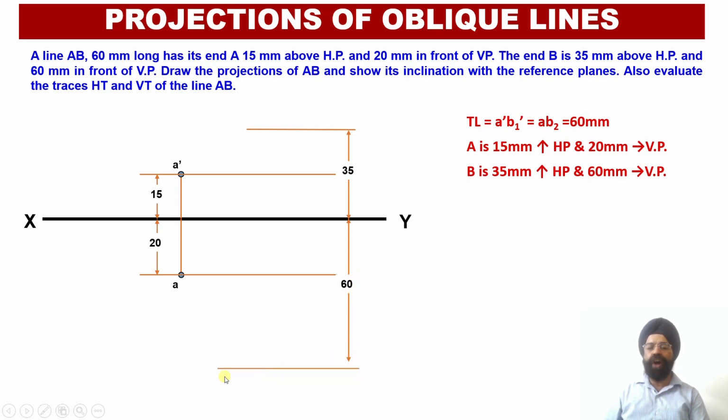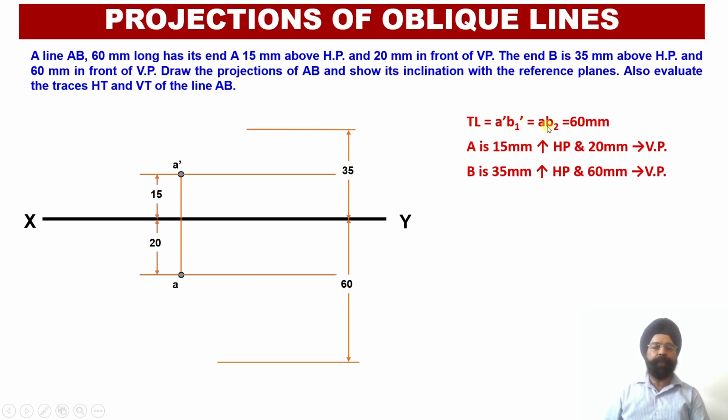And now we are going to draw once again one locus line, which will be at a distance of 60 millimeter from the vertical plane. Now, having obtained the locus of the end B in the front view and the locus line corresponding to the top view projection of the end B, we know that the true length of the line happens to be 60 millimeter. So since this true length is available with us, this distance over here corresponding to A dash B1 dash is equal to 60 millimeter.